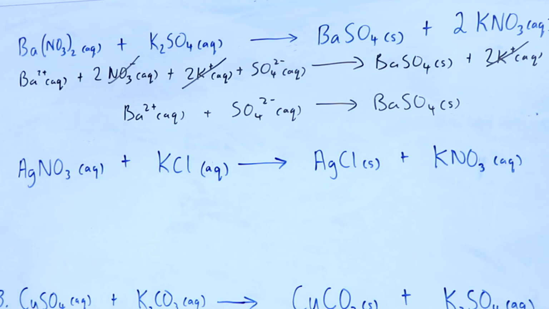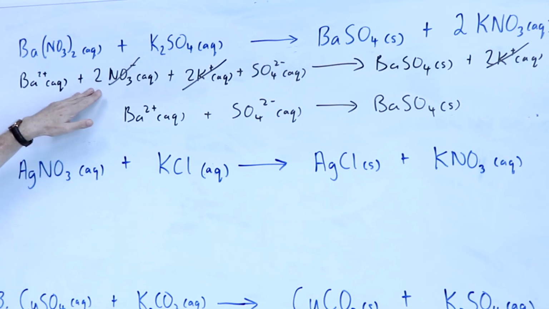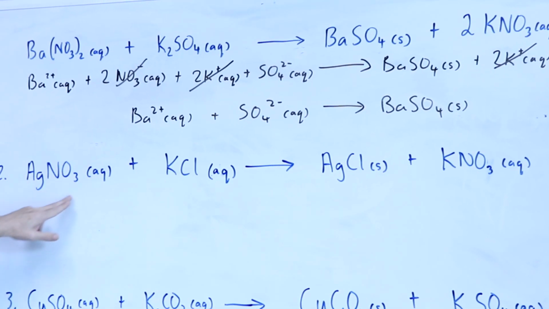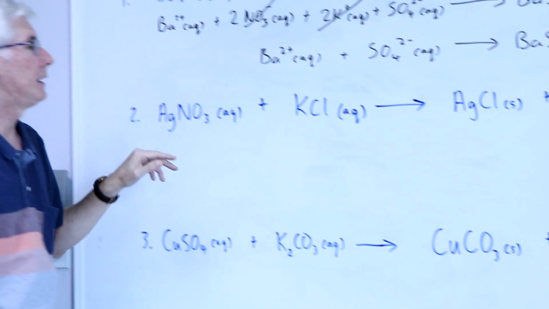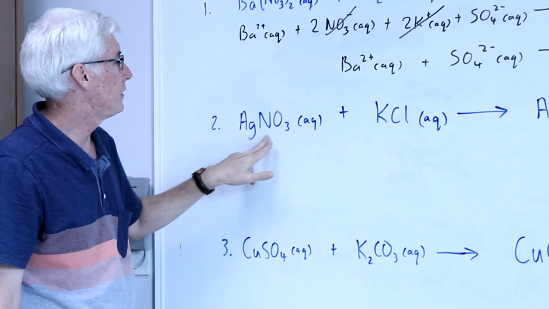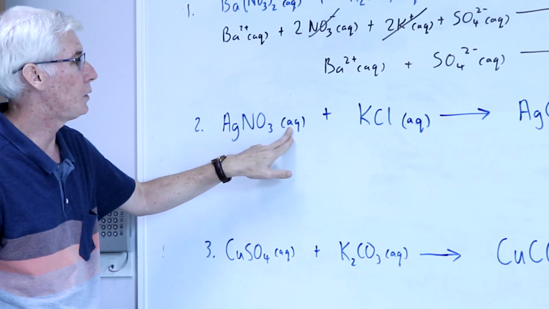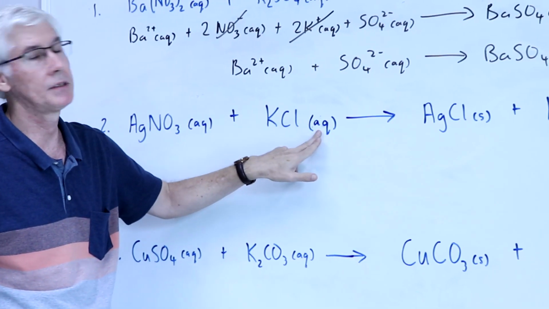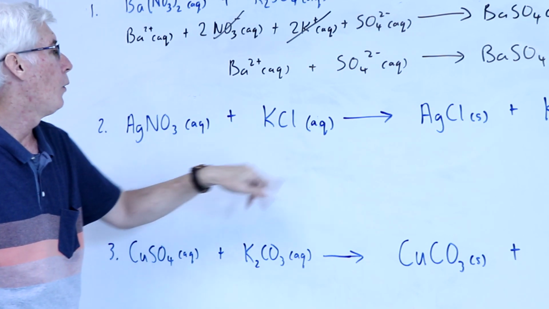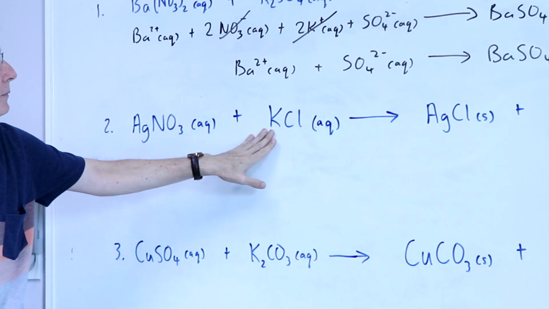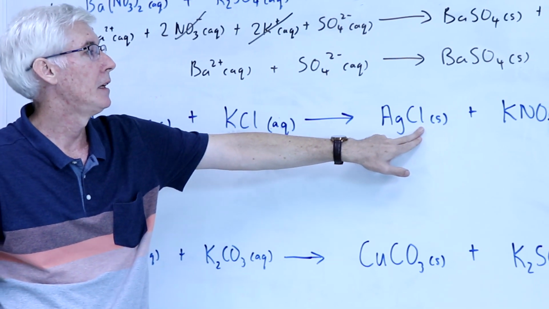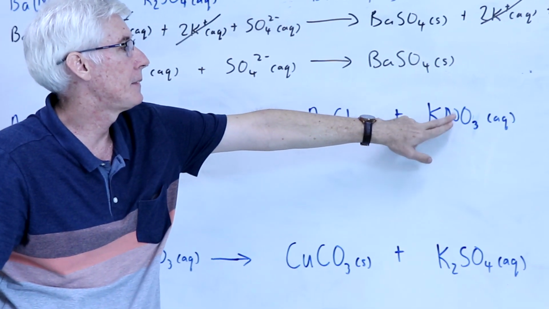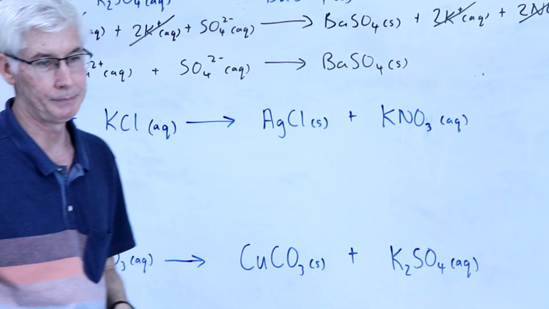Okay, so that's one example of a precipitate reaction. Let's have a look at another example. Again, I've got two solutions on the bench. I have silver nitrate, which is dissolved in water, and potassium chloride, which is dissolved in water. When I add these two together, we'll form the insoluble salt silver chloride, which is a white precipitate, and we'll be left with potassium and nitrate ions in solution.